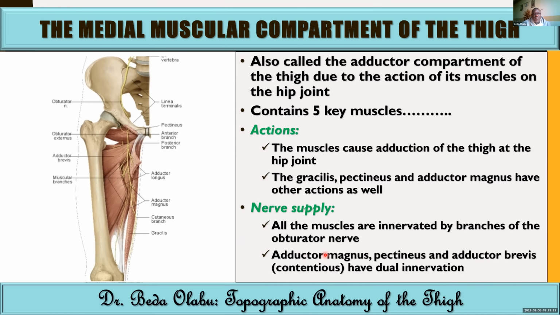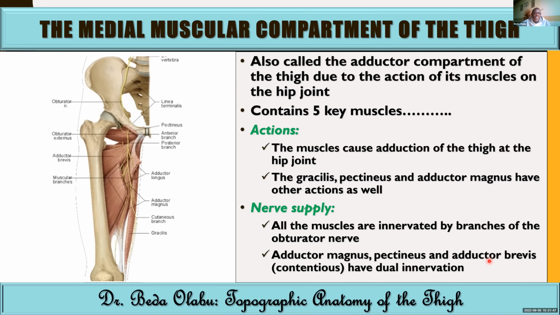Adductor magnus receives the obturator nerve as well as the tibial nerve. Remember, part of it belongs to the hamstring compartment. Pectineus muscle receives both the femoral nerve as well as the obturator nerve. Remember, it is classified in the anterior as well as the medial compartment.